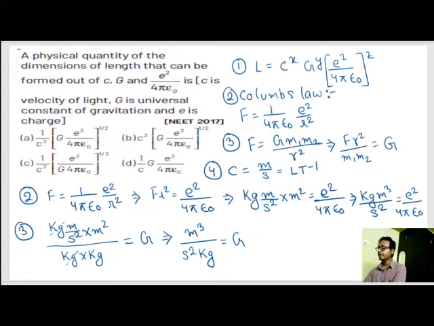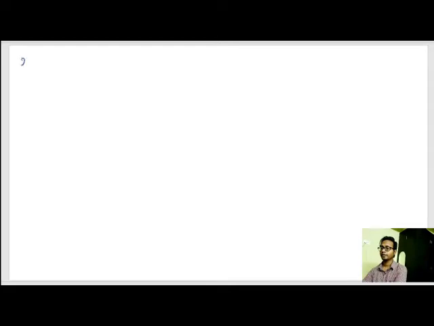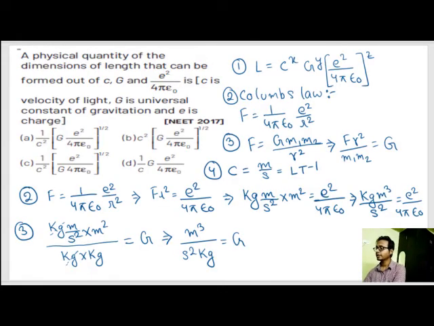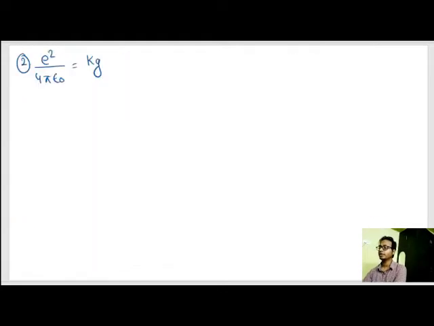E square by 4 pi epsilon naught is equal to kg meter cube by second square. So let's write down to again. E square by 4 pi epsilon naught is equal to kg meter cube by second square, or the dimension can be written as: what is the dimension of kg? Mass. Meter cube becomes length cube. Seconds become T to the power minus 2.